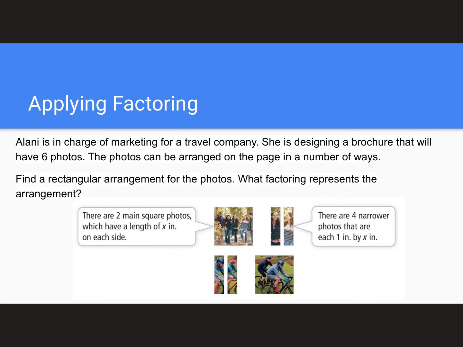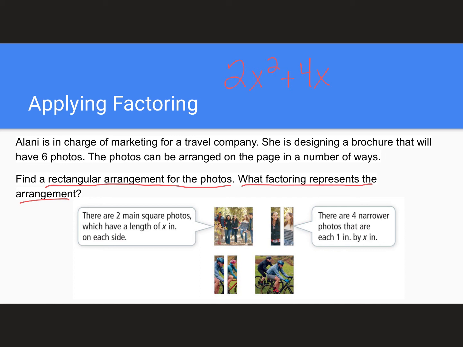So now they're asking us to find a rectangular arrangement for the photos. And then describing what factoring represents in this arrangement. So remember that we had said that this was 2x squared plus 4x. What factor could we pull out? What is the greatest common factor? Take a minute, pause, and see if you can factor this.